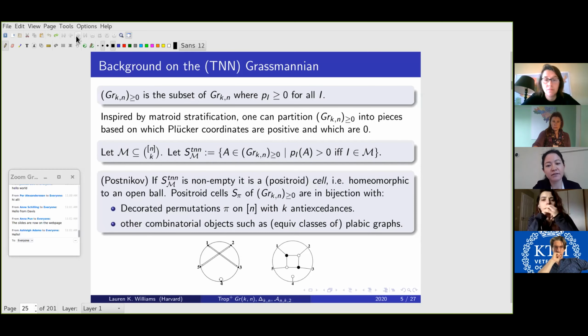And he showed the cells are also in bijection with various other nice combinatorial objects, including some equivalence classes of planar bicolored graphs. I probably won't define these today, but there's a picture.